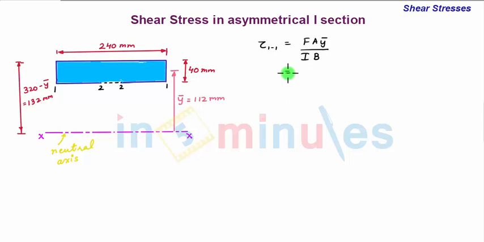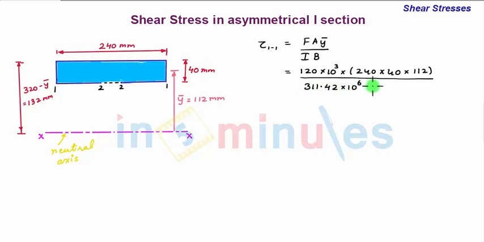So upon substituting the values, the shear force is 120 into 10 to the power 3. A y bar will be 240 multiplied by 40 multiplied by 112, the whole upon the moment of inertia of the complete I section, which is 311.42 into 10 to the power 6, and the width of the layer 1-1 is 240. So upon solving, we get the value of tau 1-1 as 1.726 Newton per mm square.